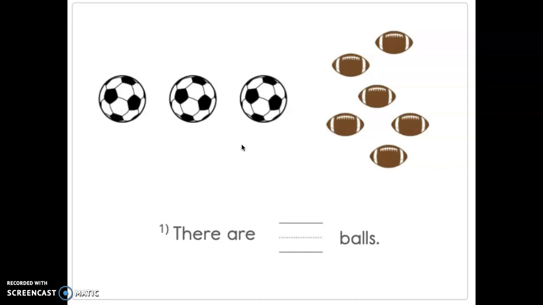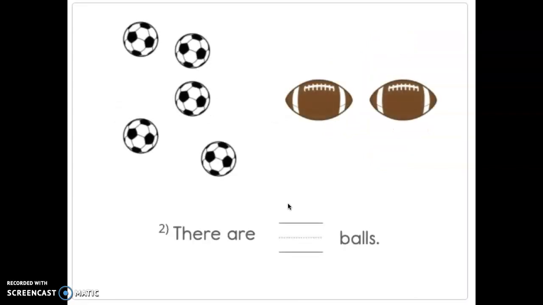For this particular fact, it would be 3 plus 6 equals, and we're going to count together, 1, 2, 3, 4, 5, 6, 7, 8, 9. So then you're going to write the number 9 on the lines. I wish I could show you that part, but for some reason it's just really not working.